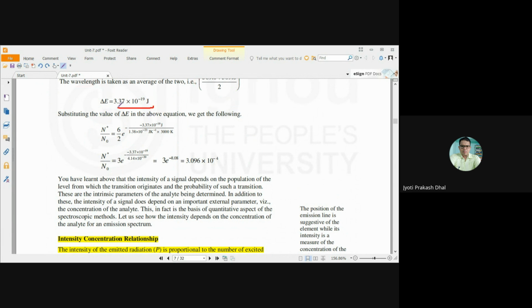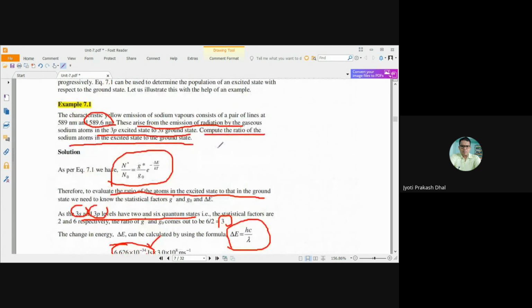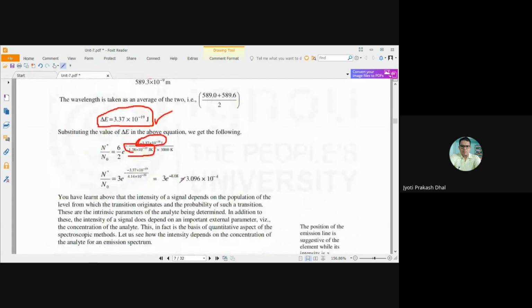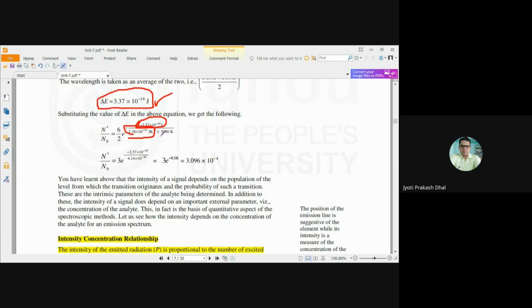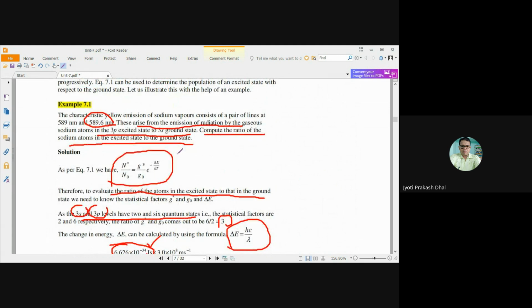Here we have calculated del E equals 3.37 into 10 to the power minus 19 joule. But whenever we put the value in the Boltzmann equation, we have to put a negative sign because this is for emission of energy. And divided by K, the value of the Boltzmann constant we should put, and finally in the equation del E by KT. So here T is given as 3000 Kelvin, as mentioned in the question.